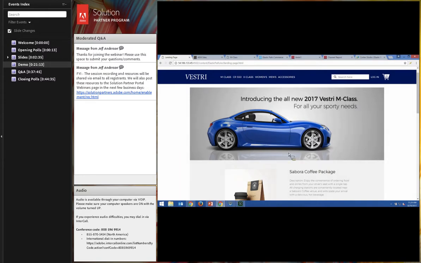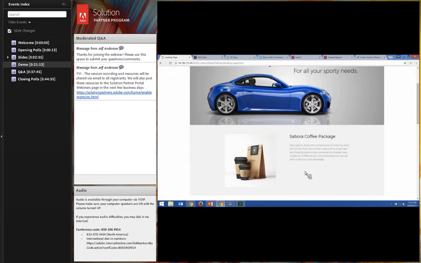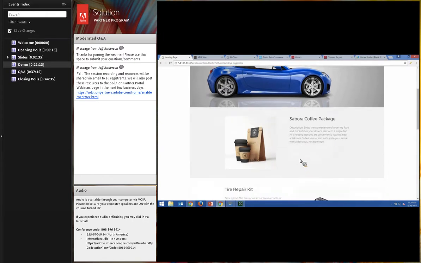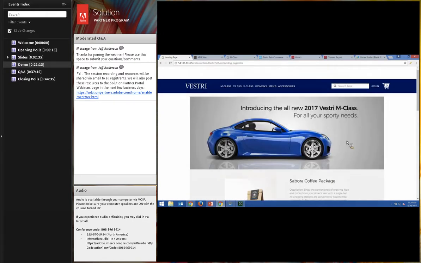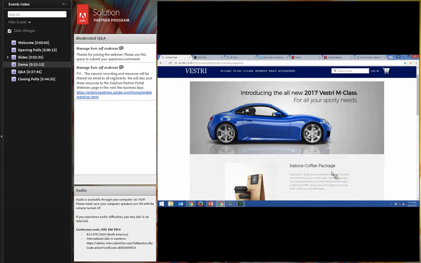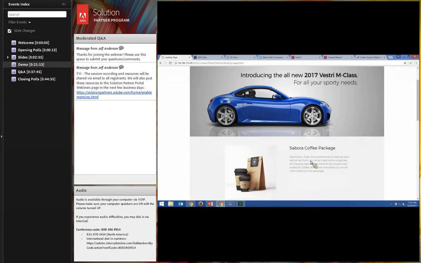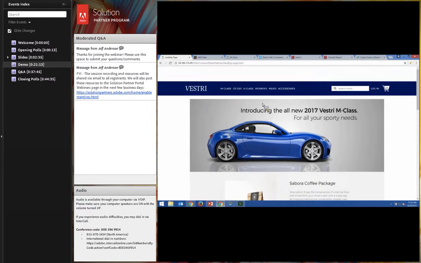But when you look at this particular store, you can immediately see that you have that rich branding of the new Vestry car. And you have products that you can highlight here at the bottom, such as the Sabora coffee package and the tire repair kit. Now these are all very traditional content elements within Adobe. So these long descriptions here would be coming from Adobe because this is what your marketing teams would produce, the images of course as well.